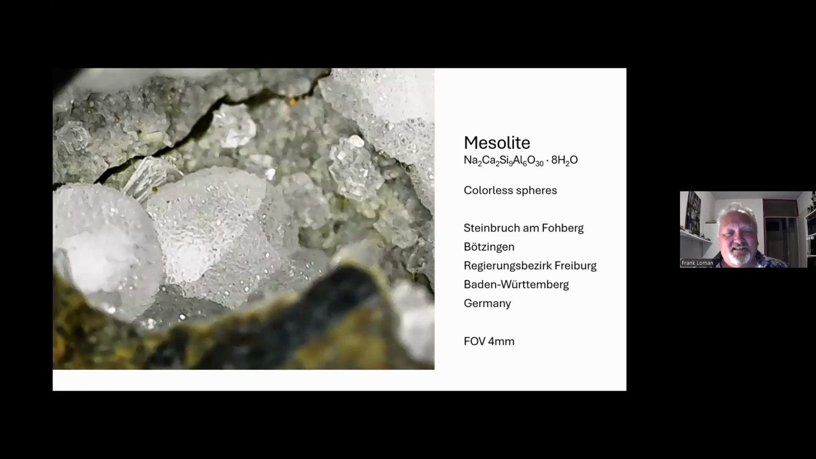Miselites, another silicate. Color spheres, you can see the indentations of the individual crystals, which are there, but I still call them spheres. From the Vorburg quarry in Baden-Württemberg in Germany.